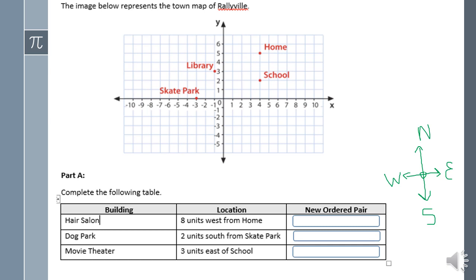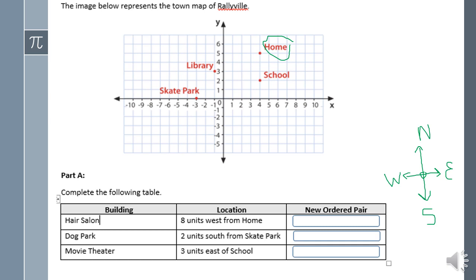All right, so let's look at this. It says 8 units west from home. So let's just start where we're at first. We are here. This is our home. And we're going 8 units west. So west is to the left. The reason I know it's to the left is because I'm always going to look at my 0, and to go west, you have to go to the left, okay?